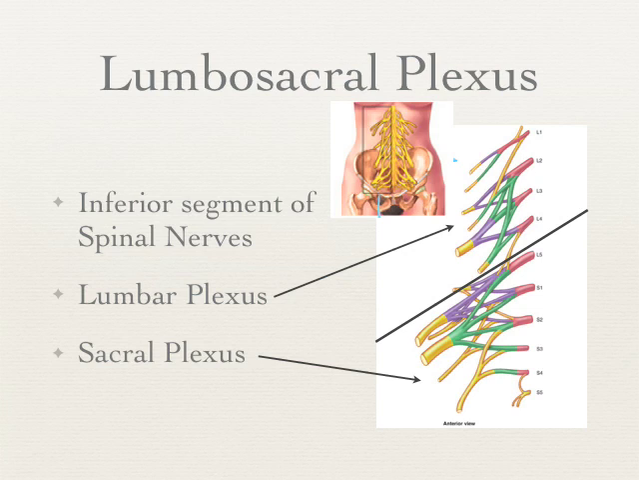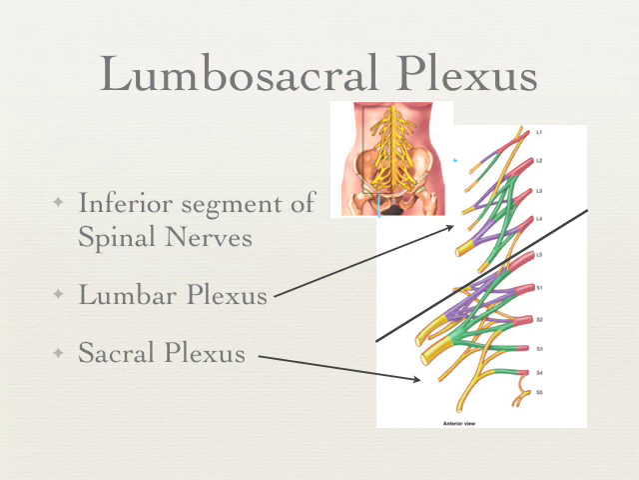L1 to L4. We're going to call the sacral plexus L5 to S4. You can hear a question, can't you? What spinal nerves form the lumbar plexus? L1 to L4, L1 to L5, L3 to S3. So make sure that you can identify which spinal nerves are forming which plexus.